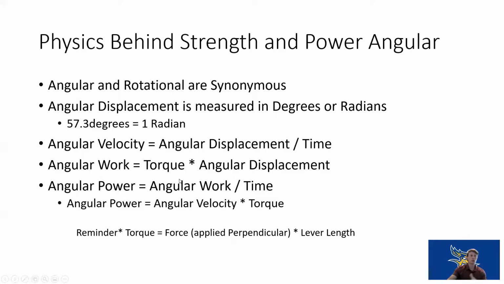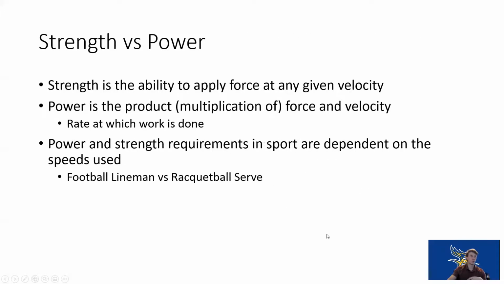And we also have angular work, the angular analog to work that we saw earlier. Torque, a force that is causing rotation, times angular displacement will give us angular work, or how much torque we apply over an angular displacement. We also have angular power, which comes from angular work divided by time, or angular velocity times torque. So how much torque we can create at a faster angular velocity will create more angular power. More angular power means better sport performance in rotation-based sports, right? So that's kind of our back and forth.